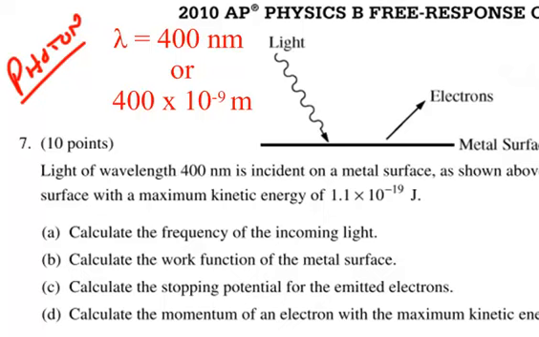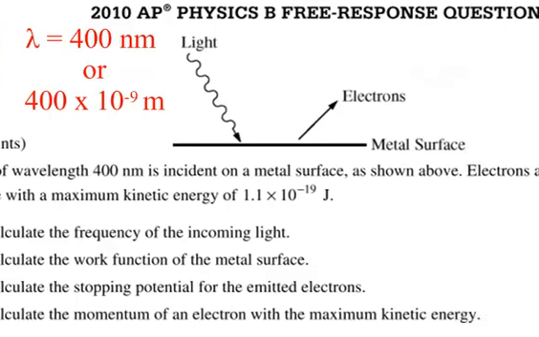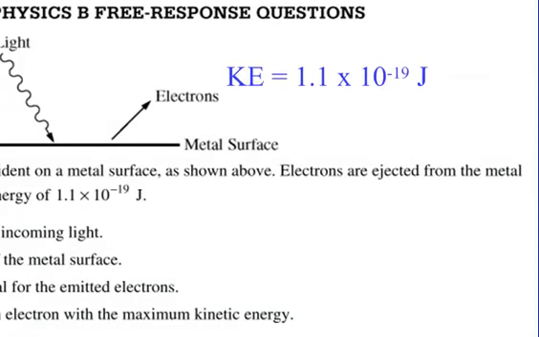That nano means e to the -9 or times 10 to the -9. And you can see what happens is the metal surface is absorbing some of that energy and it's kicking off some electrons with a kinetic energy of 1.1 times 10 to the -19 joules, and that is a particle because it's kicking off electrons. So let's try to answer this question.